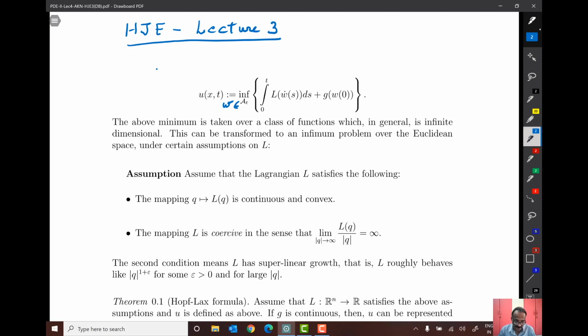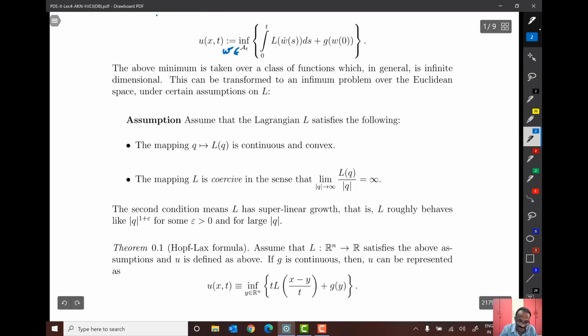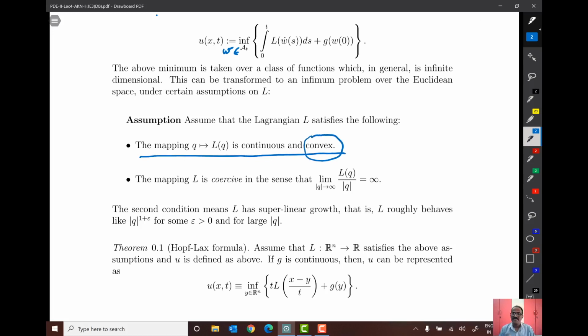So you are minimizing. And what we have done, two important assumptions we have made. One is about the Lagrangian. L is called the Lagrangian. You will see more types of Lagrangian here. And we have seen two conditions. One is that the mapping L is a continuous and convex function. Convexity is an important assumption. Of course, one can consider non-convex problems, etc.